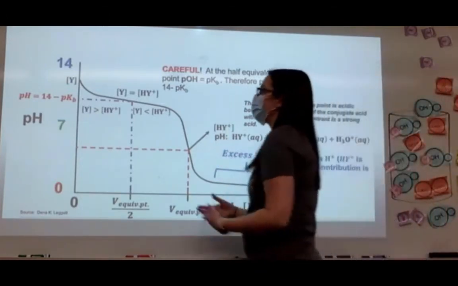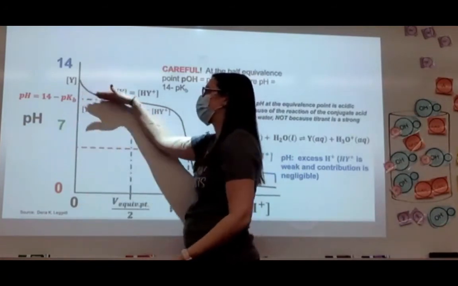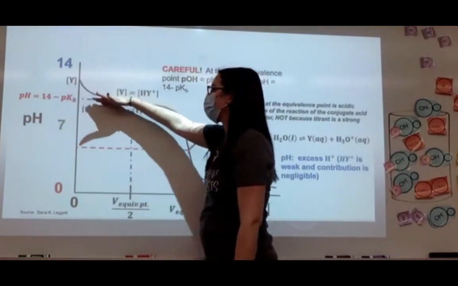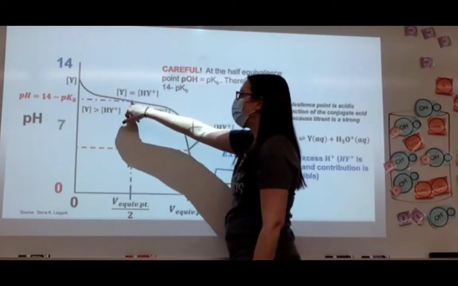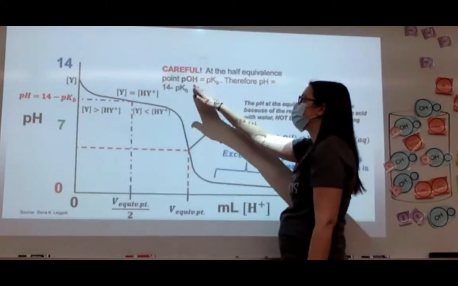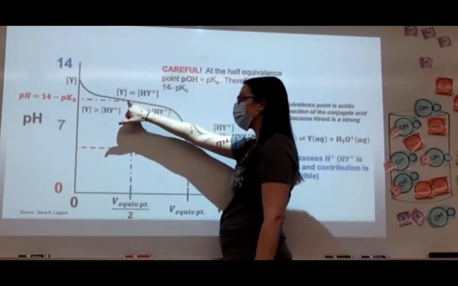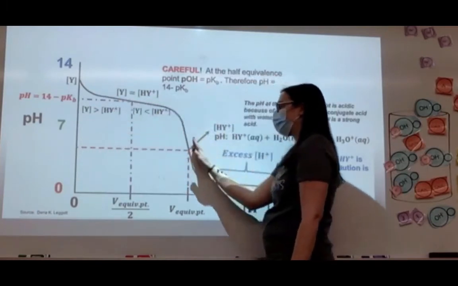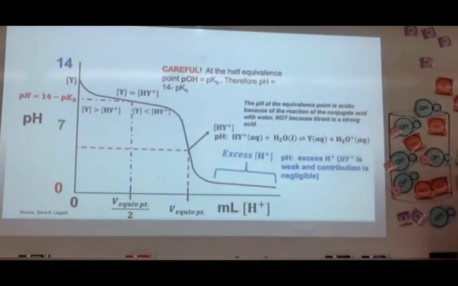So the only difference between a weak acid and a weak base titration is where you start. It still curves down. At the half equivalence point for a weak base, pOH equals pKb, because it's a base. And then you keep going all the way down the titration curve.